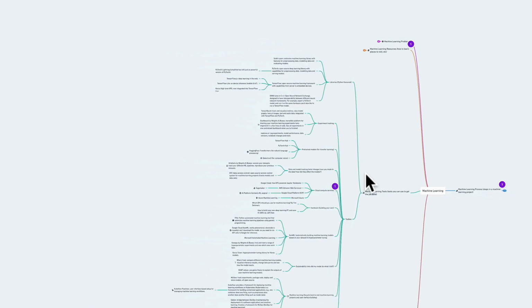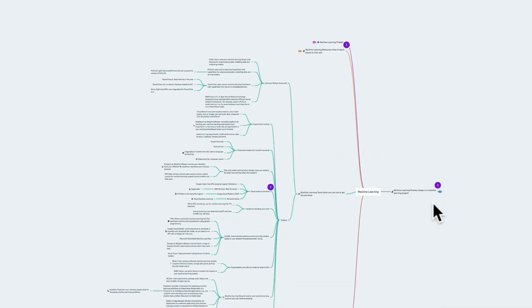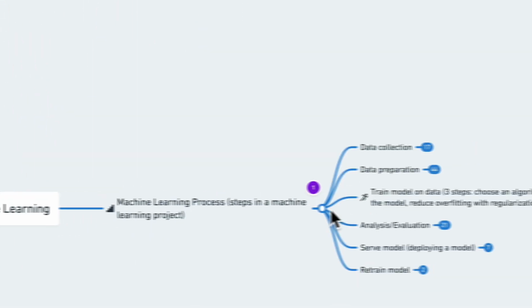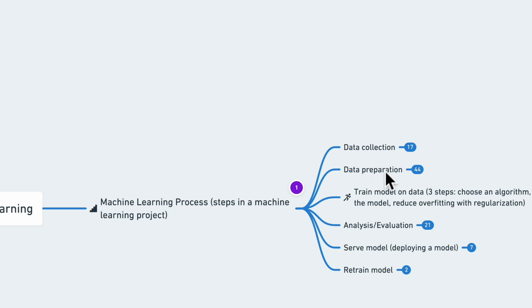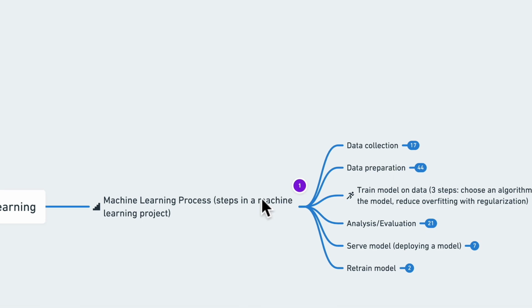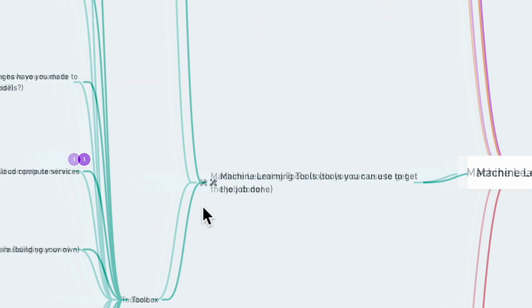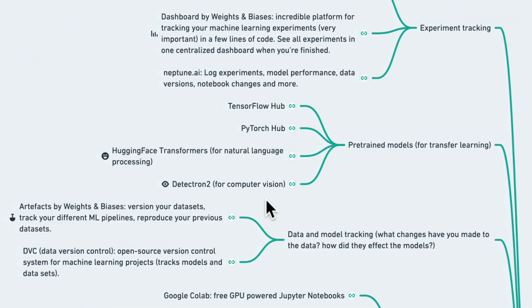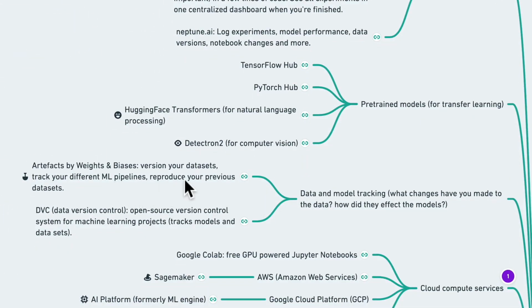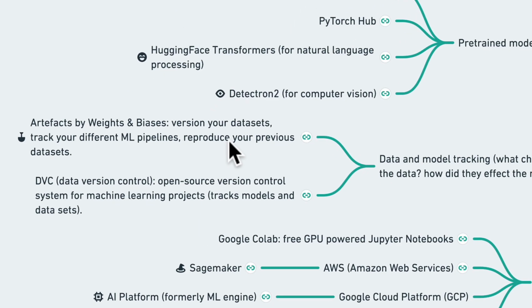So remember in the machine learning process, if we expand this big dog here, we had data preparation. So preparing your data to be trained for a model. Now, when you collect data, chances are when you prepare it, you're going to make some changes to it. So you might want to keep track of the changes that you've made to your data sets. That just makes sense, right?